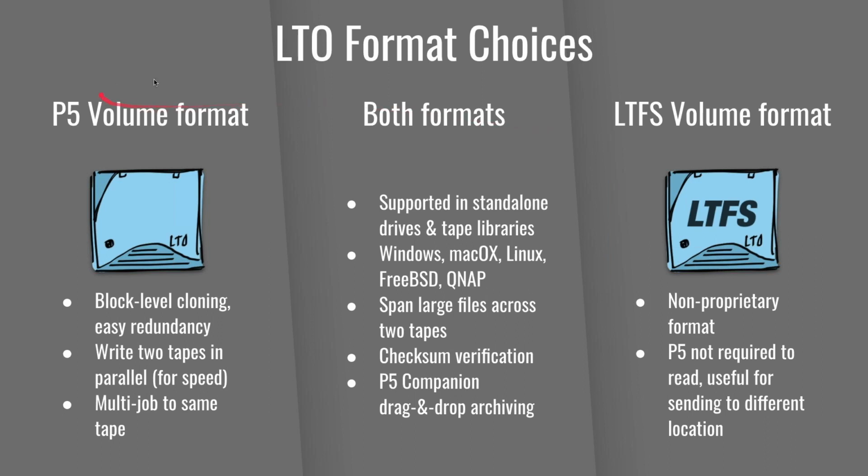So whether you choose the P5 volume format or LTFS, both formats within Archiware support both standalone drives and tape libraries. They support all of these operating systems: Windows, Mac OS, Linux, FreeBSD, QNAP. They support the spanning of large files, because often media files are pretty big, even though the tape's 12 terabytes at tops. So we can span large files across two tapes. We can use checksums to verify that what we took off the disk now exists on the tape identically. And you can use all the integrations, including the P5 companion, against those tapes.